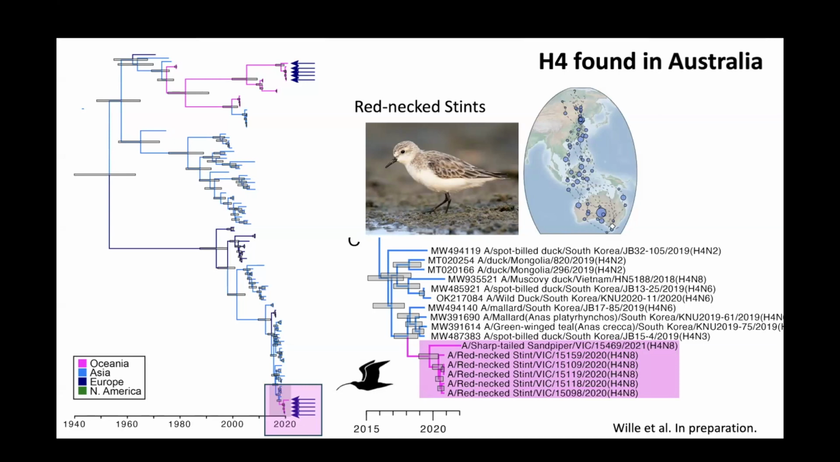And when we have a look at some of the other genes, we can definitely see connectivity between Asia and Australia in the phylogenetic trees of the genes. So this really tells us that shorebirds have the capacity to move viruses here. Now, you could say to me, Michelle, you're telling us a story about low path, but could shorebirds really be moving high path here?